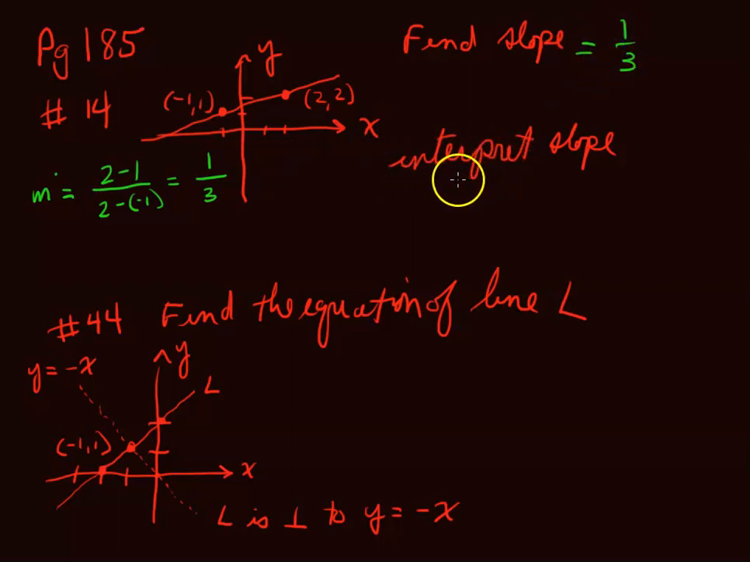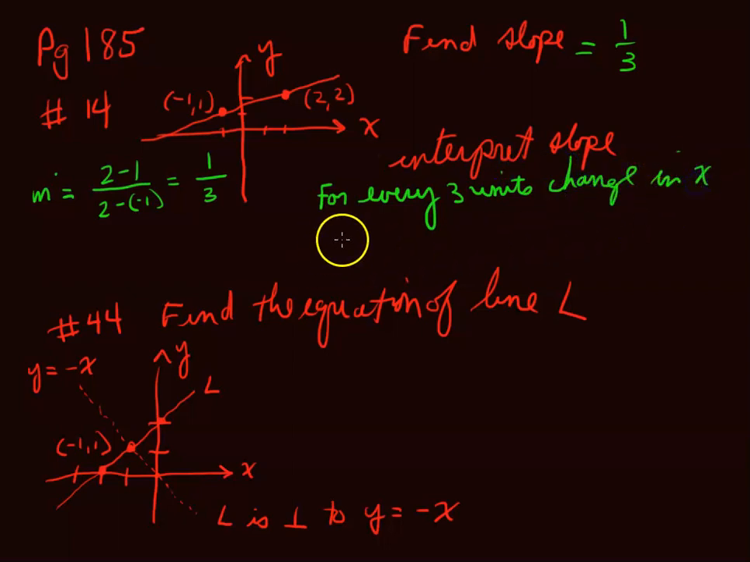Interpret the slope. Okay. So you can say, as we did before in that last page, for every 3 units in change of x, y will increase by 1. Now, there are several ways of doing this. That's not the only way.